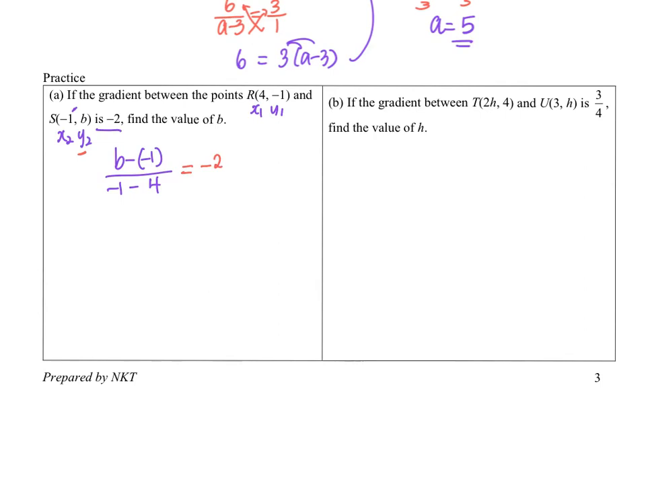Before that, let us simplify. I have b minus negative 1. That means it becomes b plus 1 over minus 1 minus 4, which is negative 5. Now I can cross multiply my equation. b plus 1 will be equals to 10, and b will be equals to 10 minus 1, which is 9.